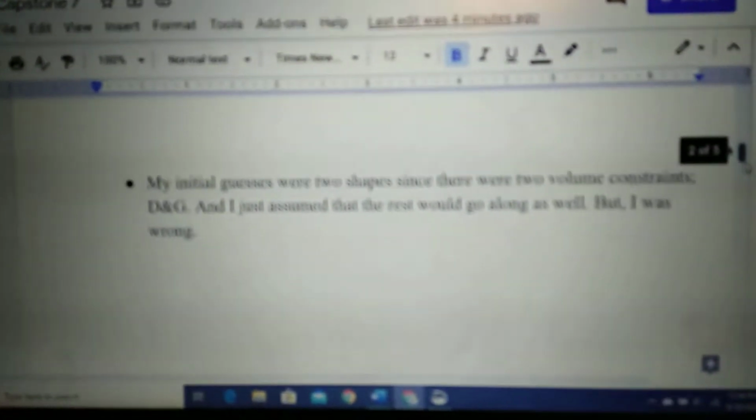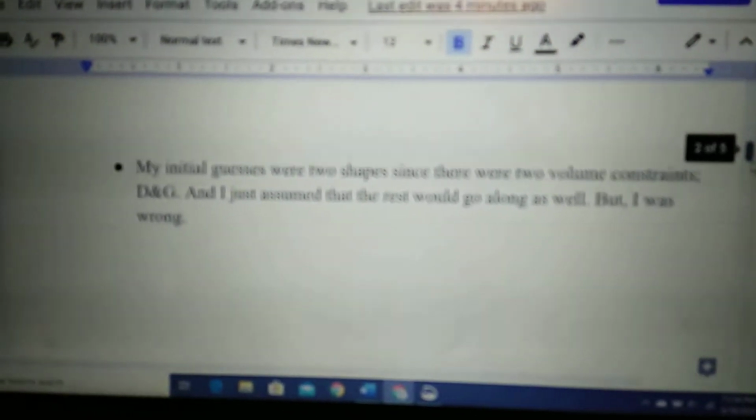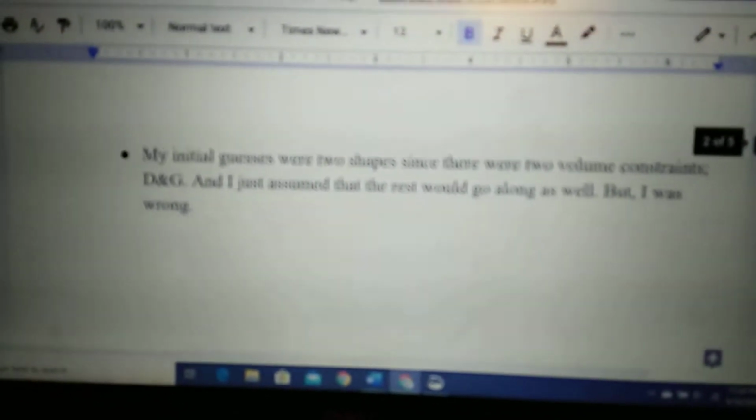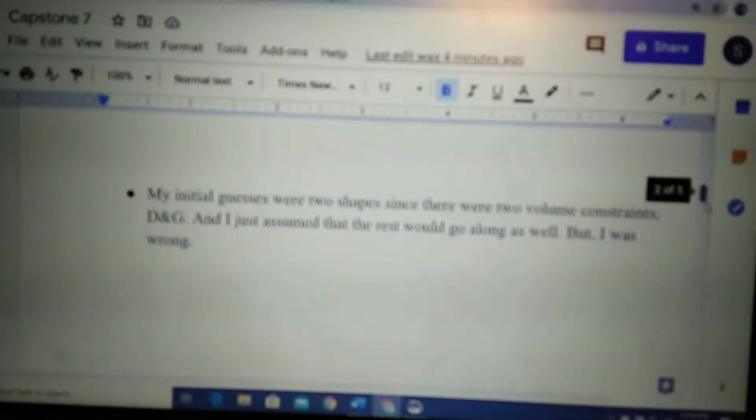So my initial guess was 2 shapes, since there were 2 volume constraints, D and G, and I assumed that the rest would go along as well, but I was wrong. Then I thought of 3 shapes, but surface area and volume couldn't go together, and the correct answer is 4 shapes.